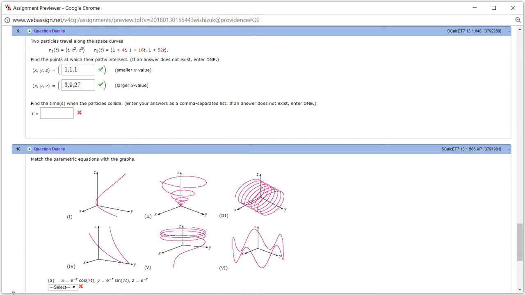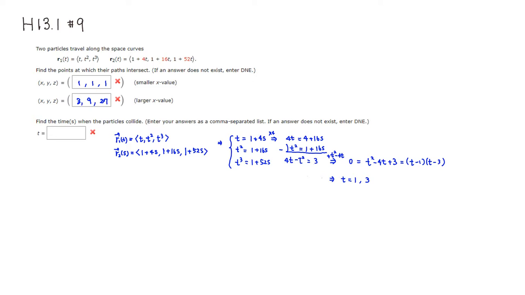Last one: find the time when the particles collide. This is a little bit harder than finding an intersection because they have to be at the same location at the same time. So the t has to be the same as well. In this case, we can just set these equal to each other. So t has to be equal to the first component of the other curve, which is 1 plus 4t.